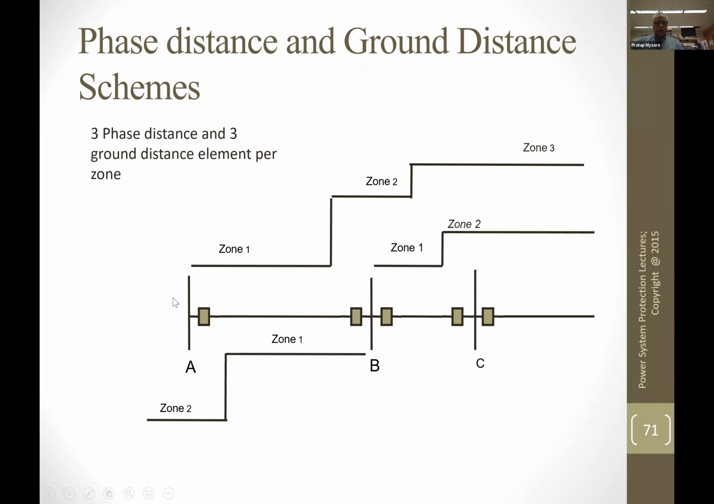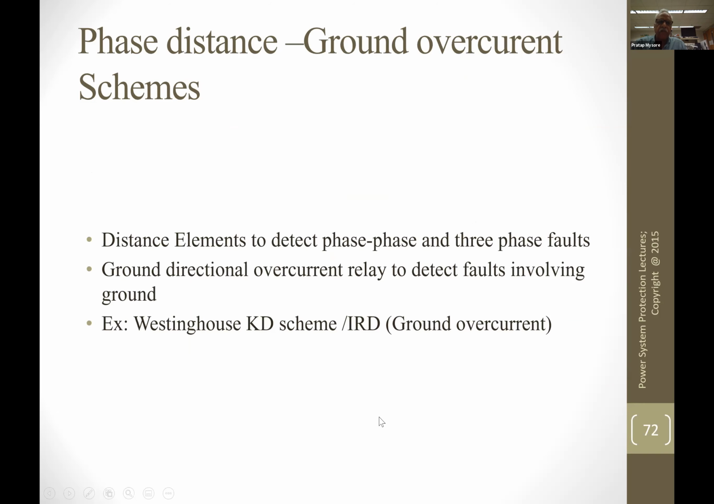Then distance ground scans, if you look at this, you are setting it to zone 1, zone 2, zone 3, and BC zone 1 and zone 2. Similarly, you have a BD. You have to make sure that it is also coordinated with that. And from B looking towards A, you have 85% zone 1 and 125% zone 2. Phase distance and ground overcurrent schemes were used. As I mentioned earlier, you need 6 different calculations to detect all types of faults, 3 for phase to phase and 3 for phase to ground, as I mentioned.